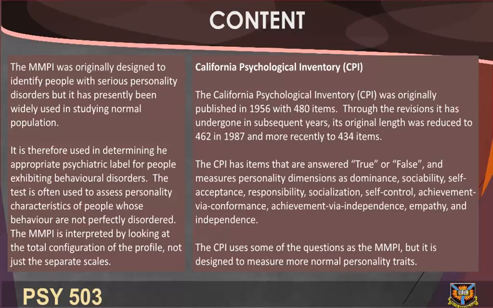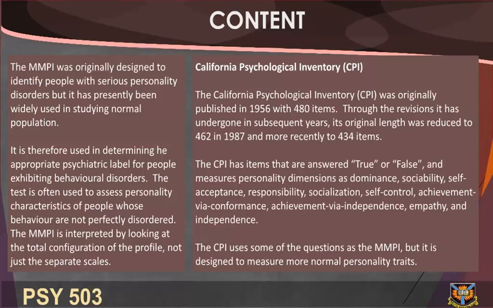MF, masculinity, femininity, feminine orientation by males, masculine orientation by females; PA, paranoid, suspicious; PT, psychasthenia, worried, anxious. The MMPI was originally designed to identify people with serious personality disorders, but it has presently been widely used in studying normal populations. It is therefore used in determining appropriate psychiatric labels for people exhibiting behavioral disorders. The test is often used to assess personality characteristics of people whose behavior is not perfectly disordered. The MMPI is interpreted by looking at the total configuration of the profile, not just the separate scales.